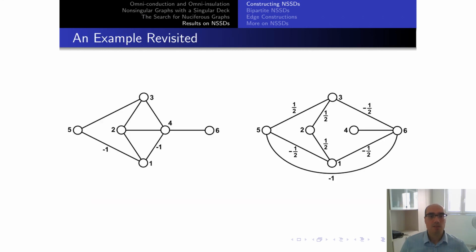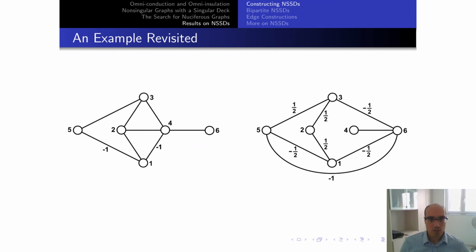Let us revisit this example where we have two NSSDs that are inverses of each other. Since this edge is a pendant edge, if we remove vertices 4 and 6 from this graph, we end up with an NSSD. The same thing is true if we do the same thing for the inverse. What we end up with if we remove vertices 4 and 6 from the inverse is also an NSSD. In fact, it would be isomorphic to the one that we end up with when we remove the two vertices from G.